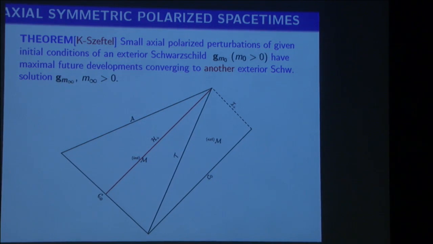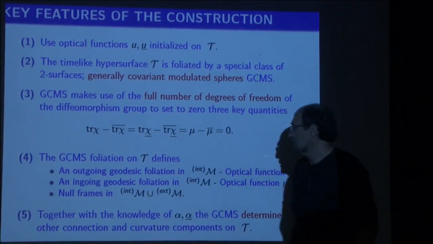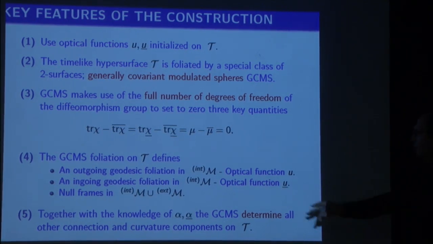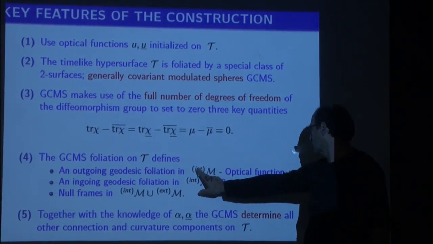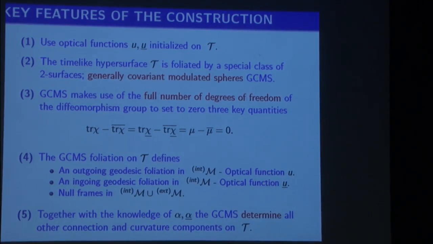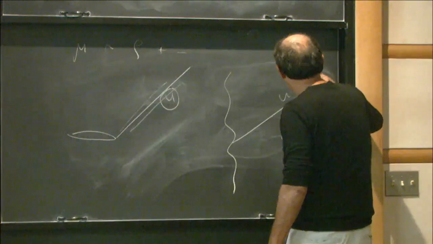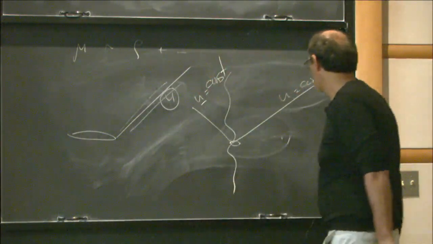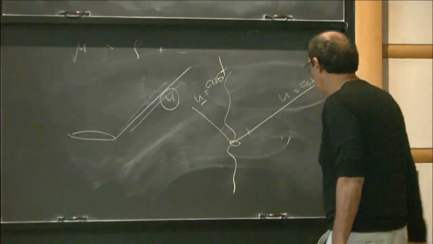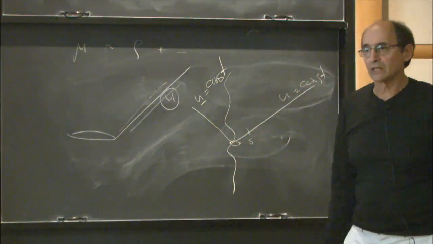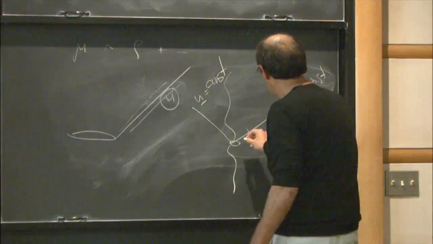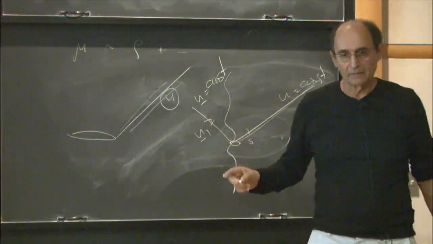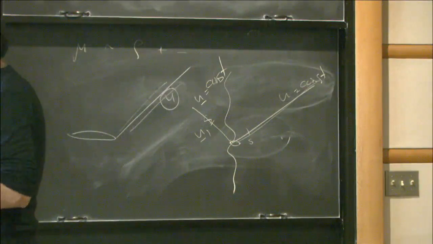And so once you have this T and the GCMS that I mentioned, you can define from them an optical function in the exterior region, I'm sorry, this should have been exterior here. So you go in this direction, which is u equal constant, and in this direction, which is u bar equal constant. You start here from a two surface, which is one of these GCMS, and in addition you take a parameter s, which is an affine parameter along the null geodesics generating this hypersurface. And here you have u bar, and another parameter which I call s bar, which is an affine parameter in that direction. So it's really a geodesic foliation, I mean, two geodesic foliations that we are using.